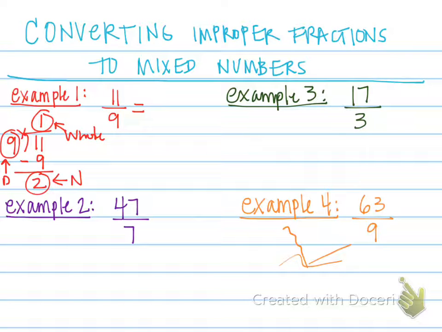This number is going to be my numerator, and this number is going to be my denominator. So my mixed number is now 1 2/9. This is your mixed number.